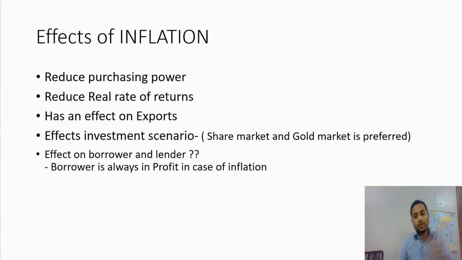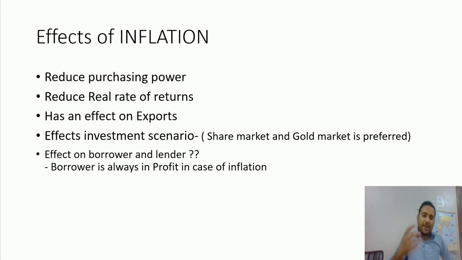Then there is the reduced real rate of return. What is the real rate of return? Suppose I have ₹100 in my pocket and I invested ₹100 in a fixed deposit at an interest of 6% per year, but inflation increased to, let's say, 8%. So after a year, what I get in return is 6%, but the value of my money will reduce by 8%. That means I am still going through a loss of 2%. That is called reduced real rate of return in case of inflation.